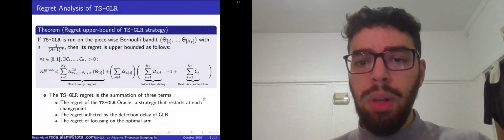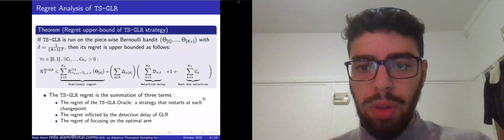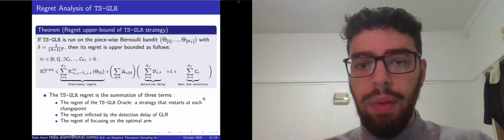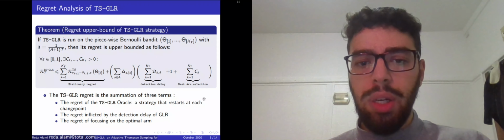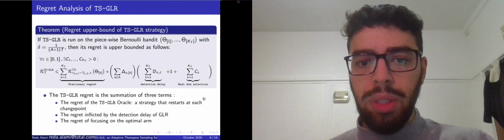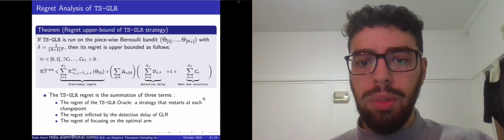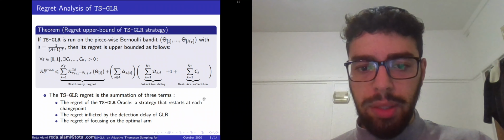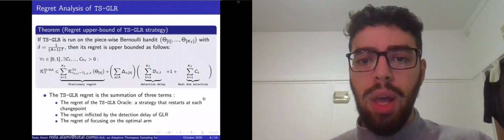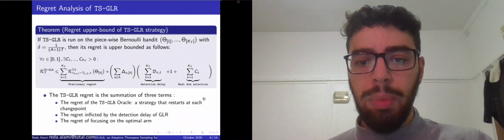We show the following theorem. So the Thompson sampling GLR regret upper bound is composed of three terms. A first term, which represents the stationary regret of the Thompson sampling oracle, which is the strategy that restarts the Thompson sampling at each change point. A second term caused by the detection delay of GLR, and finally a problem-dependent term, which is related to the cost of focusing on the optimal arm.